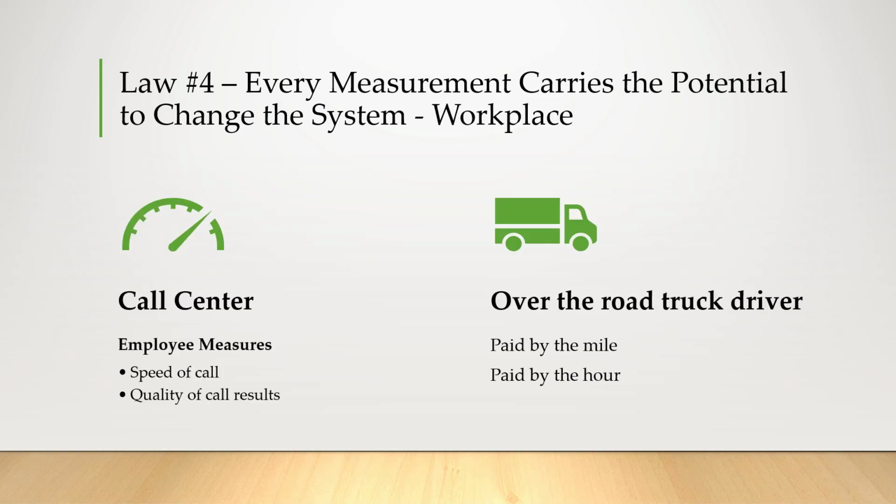A couple examples here. These are in your textbook also, but I like to cover them because I think they're really good examples. So in a call center, your employee will be measured on the speed of calls and the quality of the call results. If you're trying to make sales over the phone, the number of sales is what you're measured on, and potentially you're paid on commission. So if you're on commission by the number of sales you make, then you're going to take the time, talk to people, and give quality phone calls.